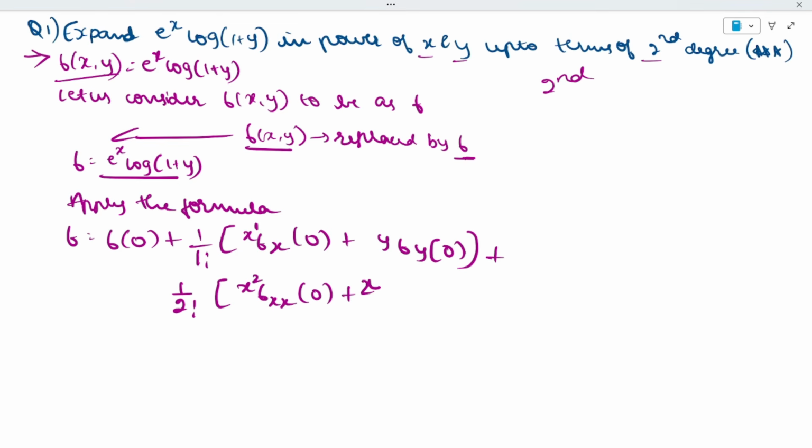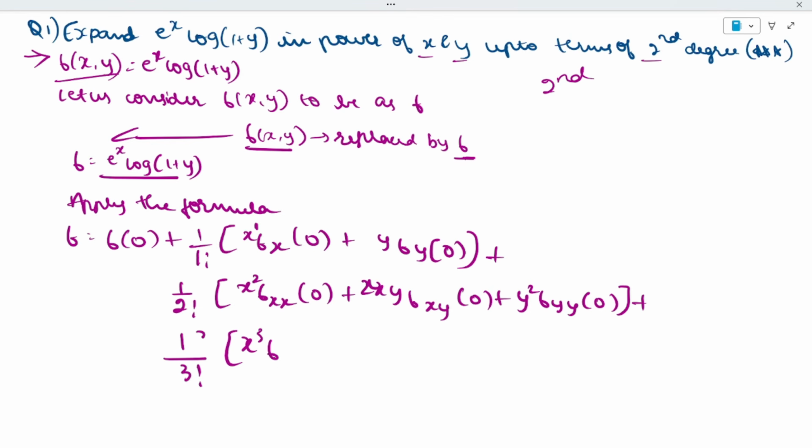And next will be 2xy f_xy of 0 plus y square f_yy of 0, plus 1 divided by 3 factorial. You can write x x x, f_xxx of 0, plus 3x square y. See, the basic idea is here: y square was there, you have to differentiate that and go. Next will be the function again f_xxy, where now this x will be replaced with y, again f_xyy, of 0, plus 3xy square.